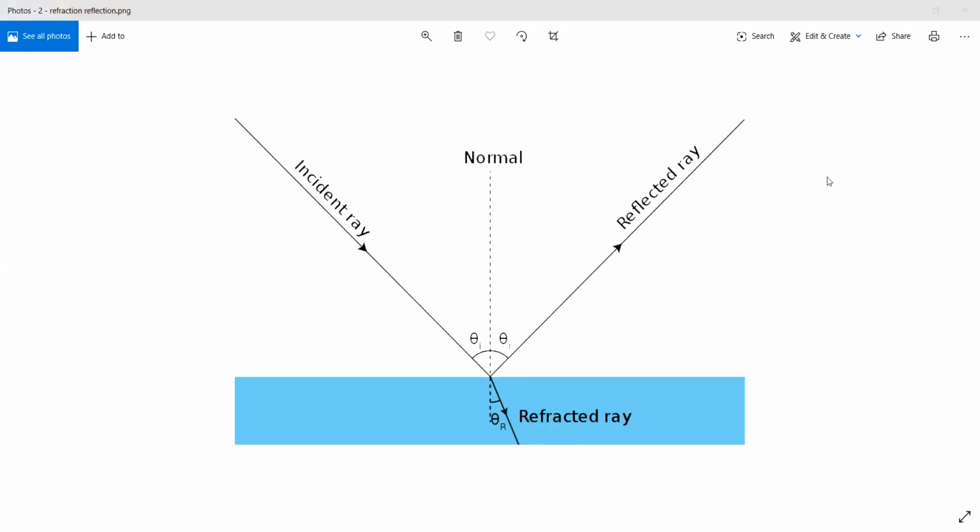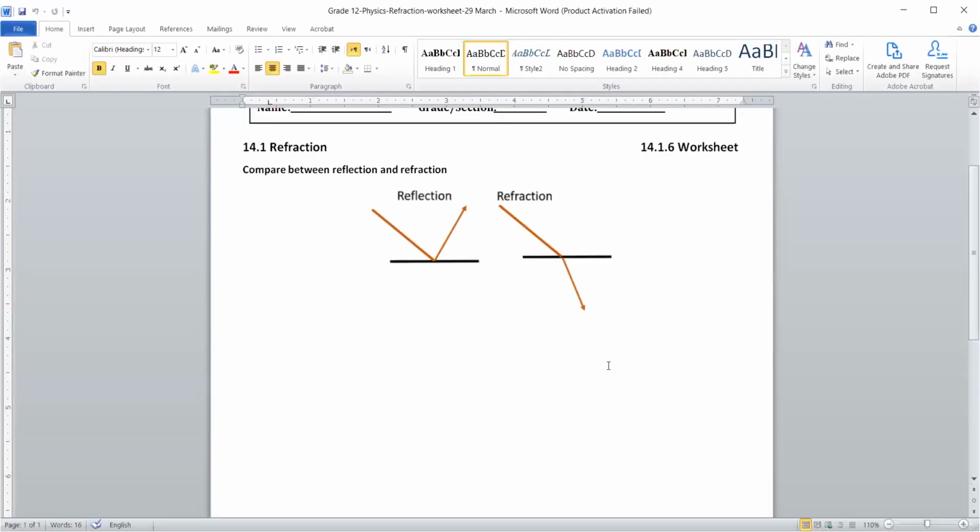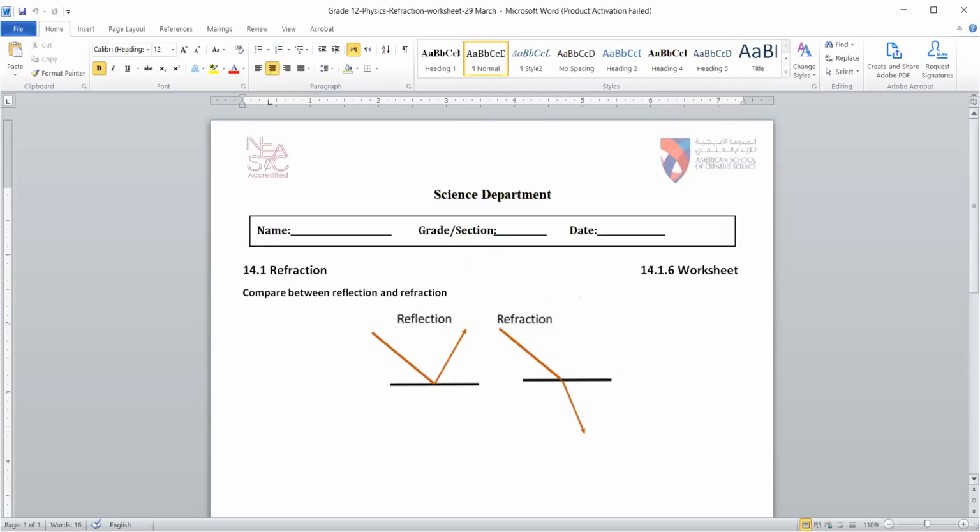Go to the worksheet. You will have 2 pictures of reflection and refraction, and 1 question only: compare between reflection and refraction. 14.1.6, the number or the code of the worksheet. Please do it and submit it also into assignments.